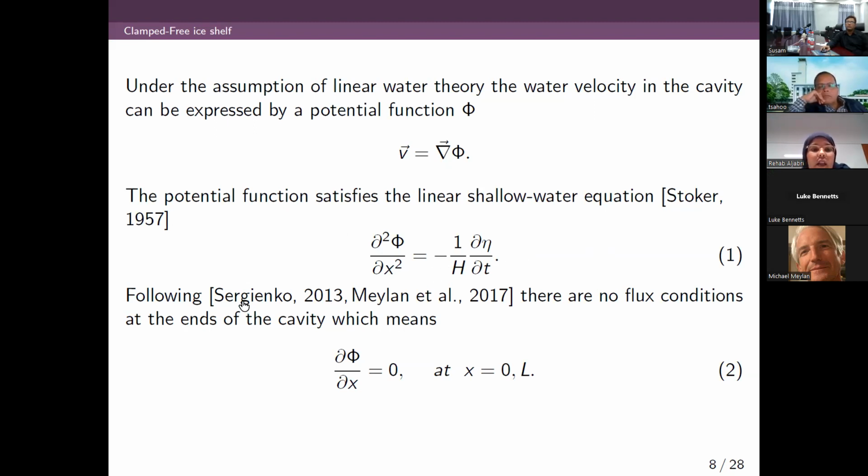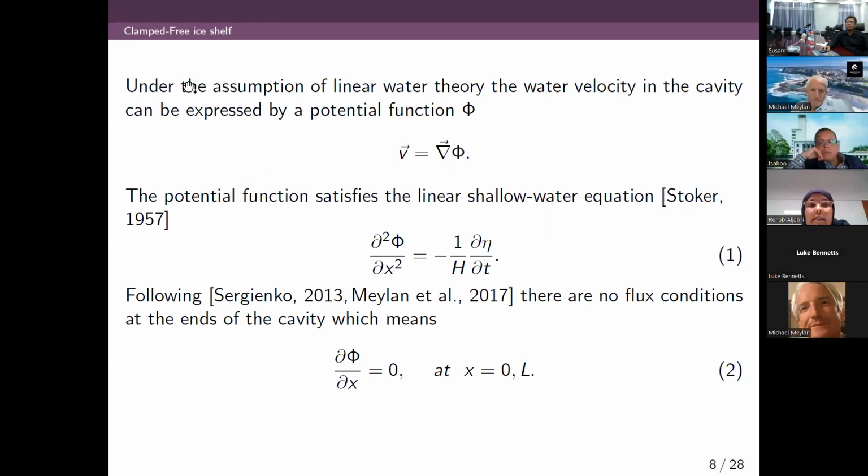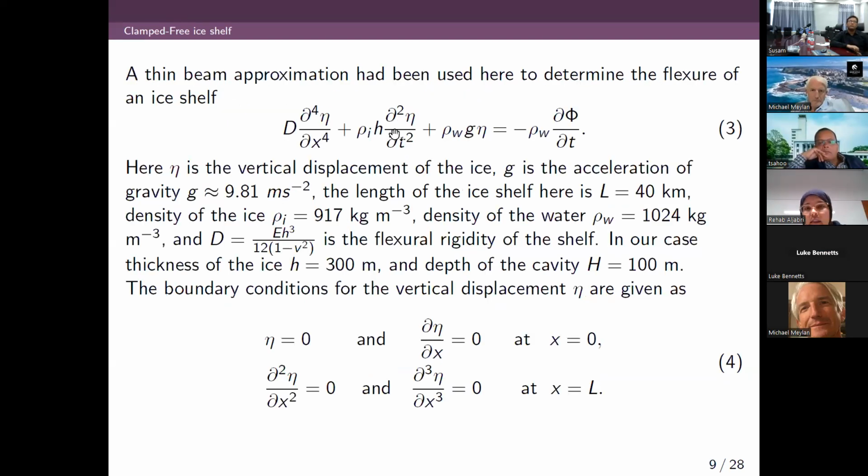And following Sir John Cohn-Milne, there is no flux condition. And here is our equation, which is the linear beam theory, and I already described every element inside. We're going to assume here our thickness of the ice will be 300 meters, the depth of the cavity will be 100 meters, and the length of the ice will be 40 kilometers. And here is our boundary condition.